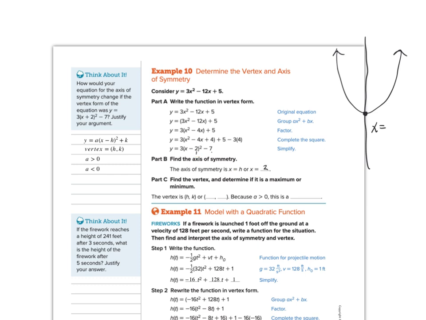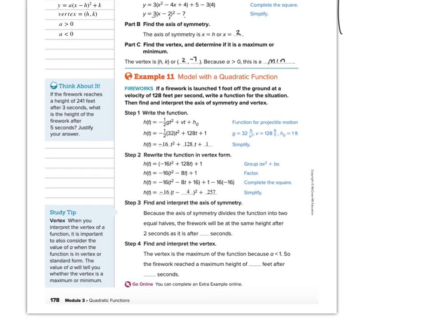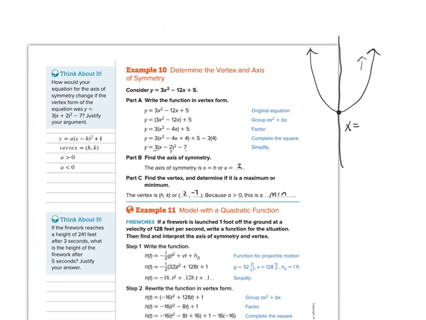Finding the vertex and determining if it is a maximum or minimum, the vertex here should be 2, negative 7. And since a is positive, we know that it opens upward. So the vertex is actually a minimum. And that's what we're learning this whole process for, so we can start identifying characteristics of our equation. And I will just say that we're going to do a lot of this in class.